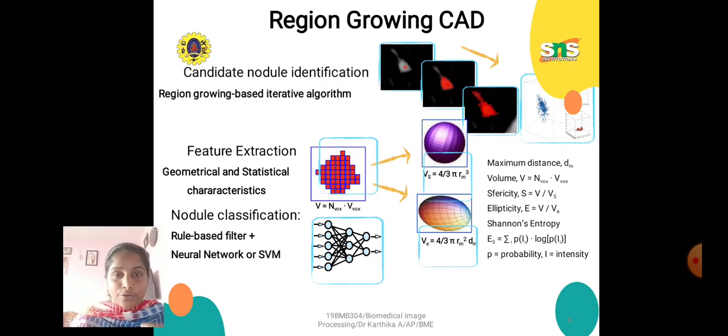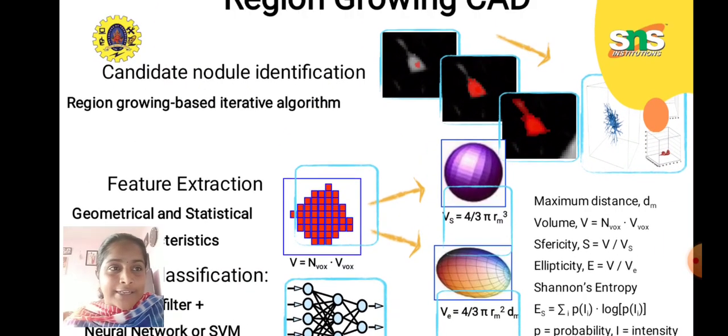For this region growing, in the previous videos we have discussed region based segmentation, and in this case study topic we see how region growing is applicable in real time problems. So we have taken a case study on lung cancer and we have applied the region growing algorithm for CAD. CAD means computer aided diagnosis. The first step is candidate nodule identification, second is feature extraction, third is nodule classification. See the first one, region growing based iterative algorithm.